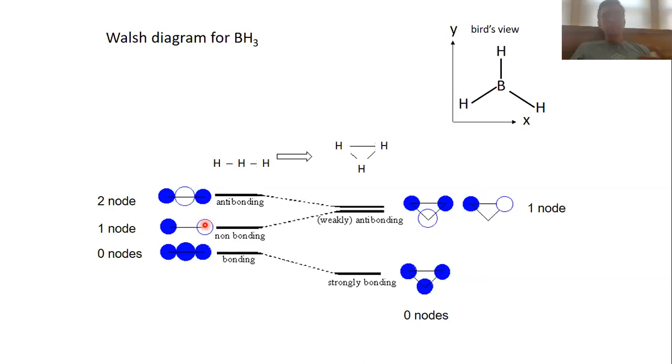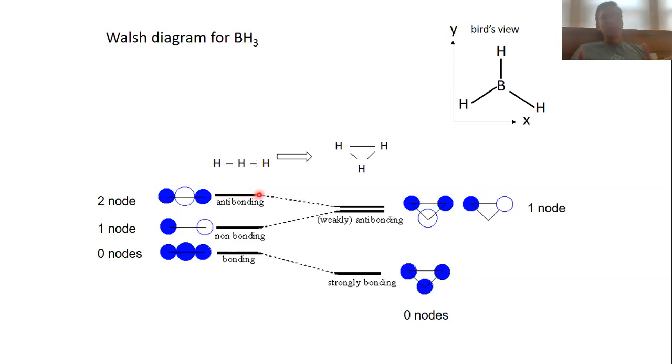So last but not least, we can flip the algebraic signs of the 1s orbitals so that they alternate. Okay, so the first one would be positive, the second one would be negative, and the third one would be positive. So that would create two nodes, and that orbital would obviously be antibonding.